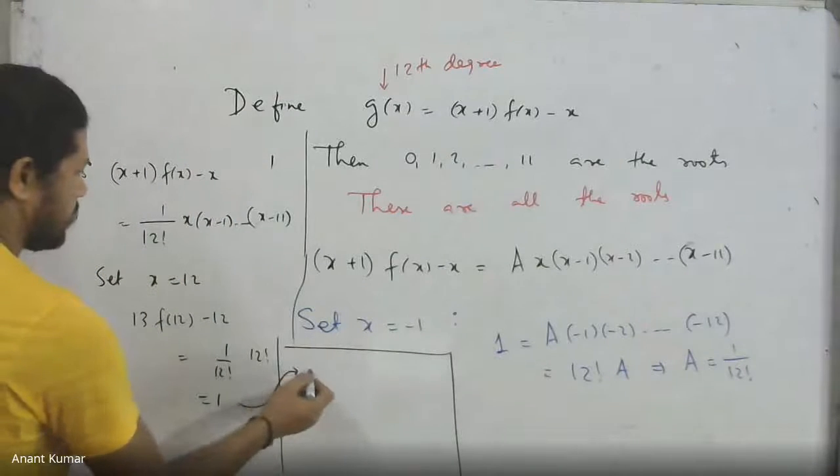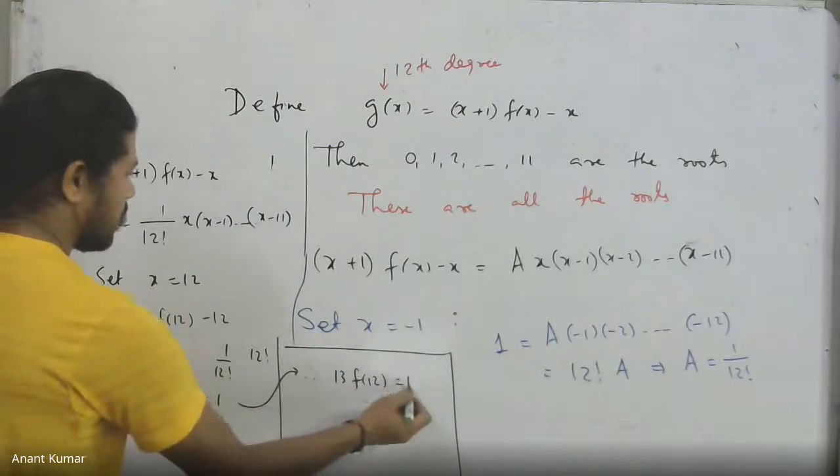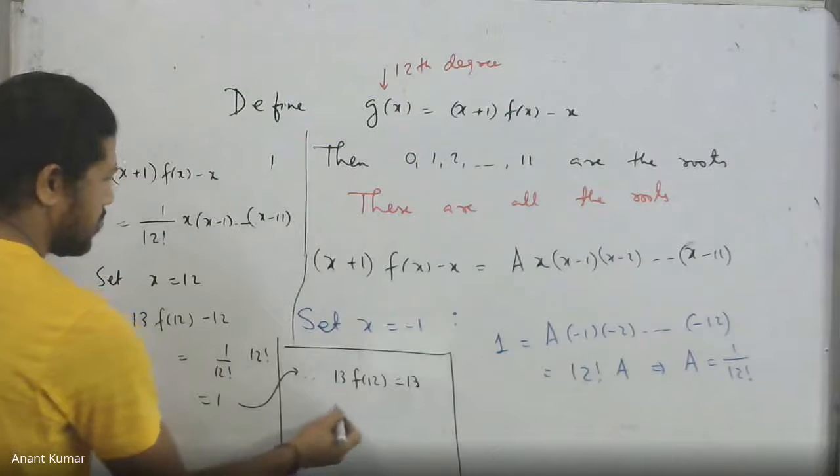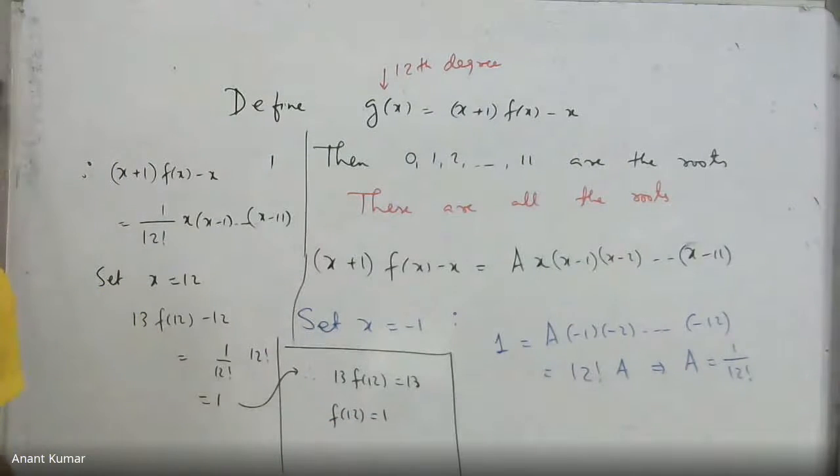Therefore, I get 13 times f of 12 equal to 13, giving us f of 12 equal to 1. That is the required result there.